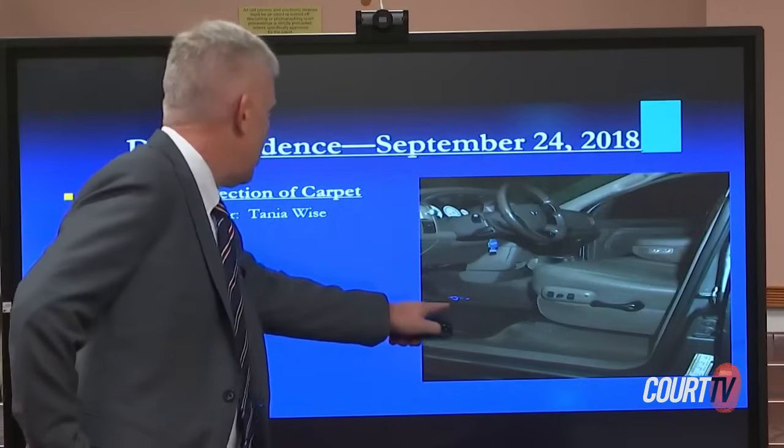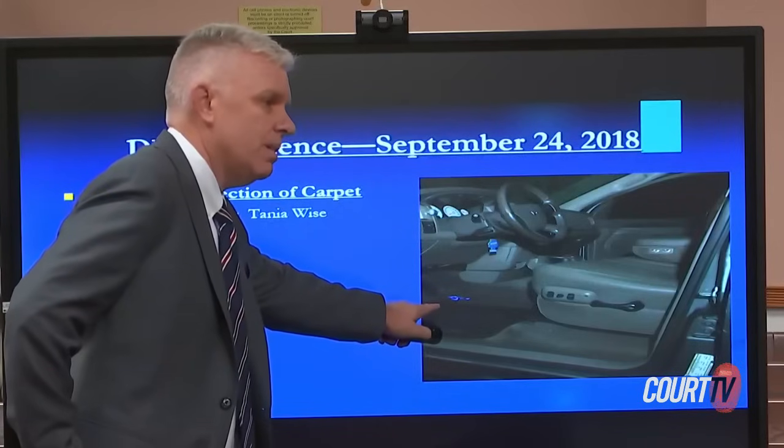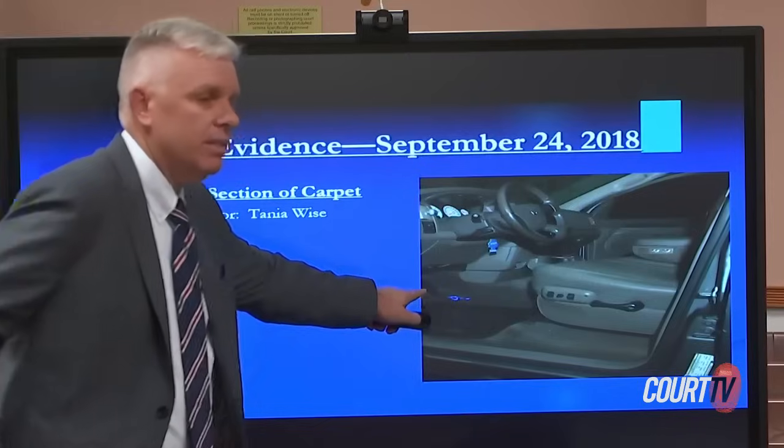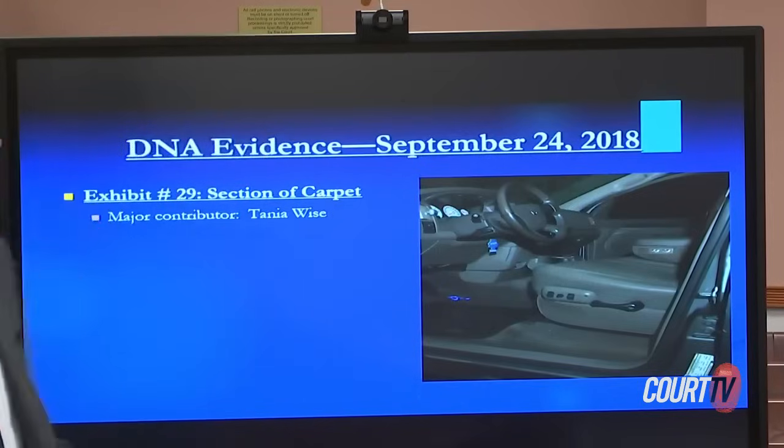Okay, here we go. Exhibit 29, a section of carpet. They took that out on September 24th. The major contributor, Tania Wise. So now not only do we know, now we've established motive, now we've established opportunity, and now we've established that this truck was involved in the crime.